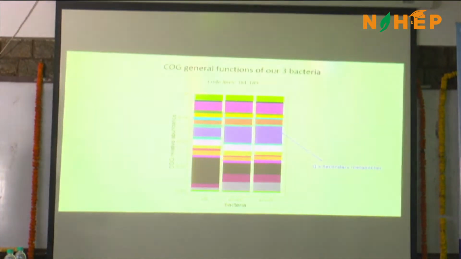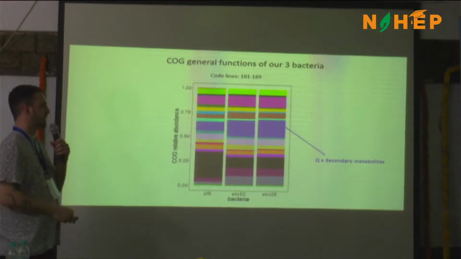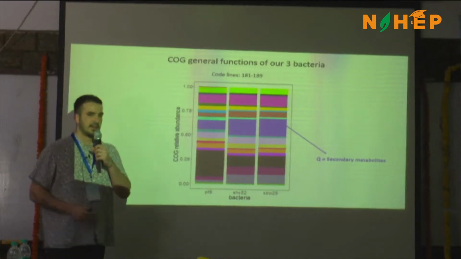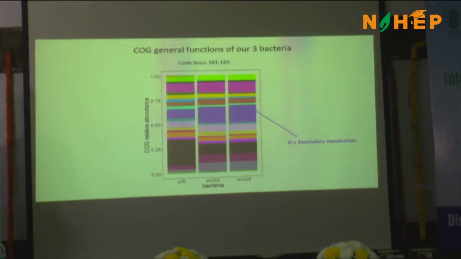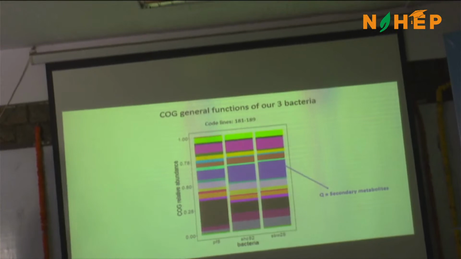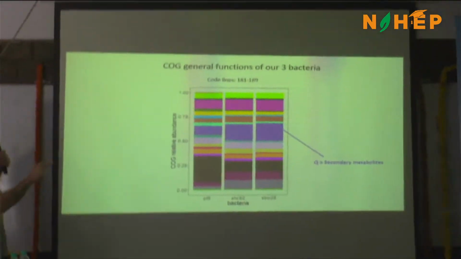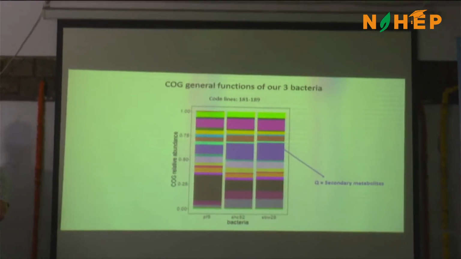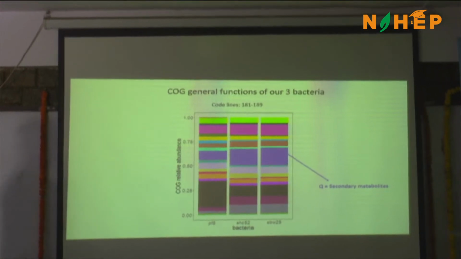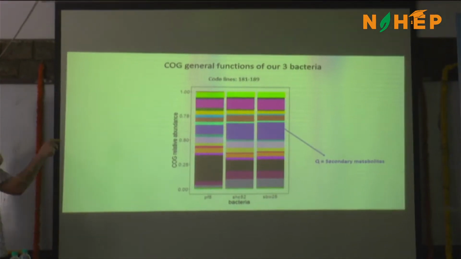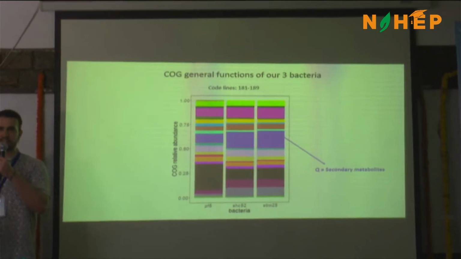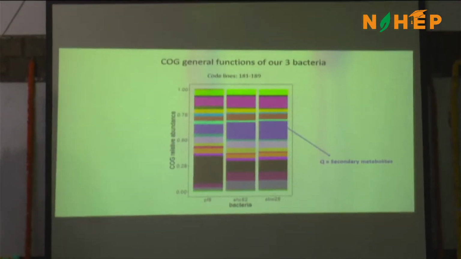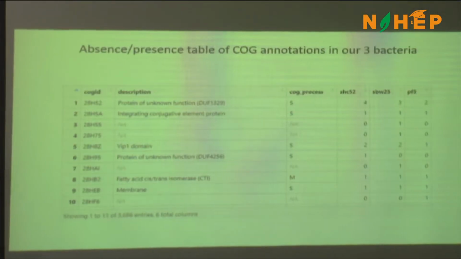So we come back. We got our message here. We see a general overview of how our COG categories are in the 3 bacteria. We see that our 2 bacteria with an antagonist phenotype have a similar pattern, and we see that the category Q, secondary metabolites, is in a higher proportion than in the other bacteria.